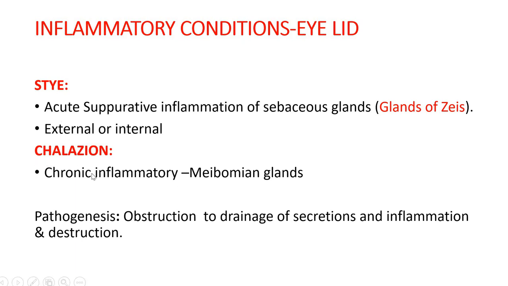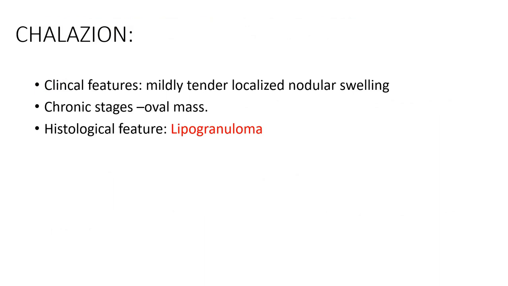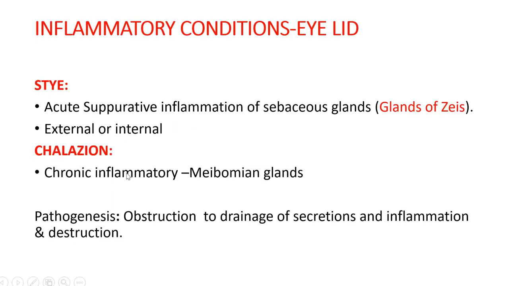Next we have the chalazion, which is nothing but a chronic inflammation of the meibomian glands. In any of these infections, the most common pathogenesis is that the draining duct of the sebaceous and meibomian glands gets blocked, and as a result there is stasis, and the collection causes infection, inflammation and destruction. So the stasis or blockage of the duct is the most important pathogenesis for these lesions.